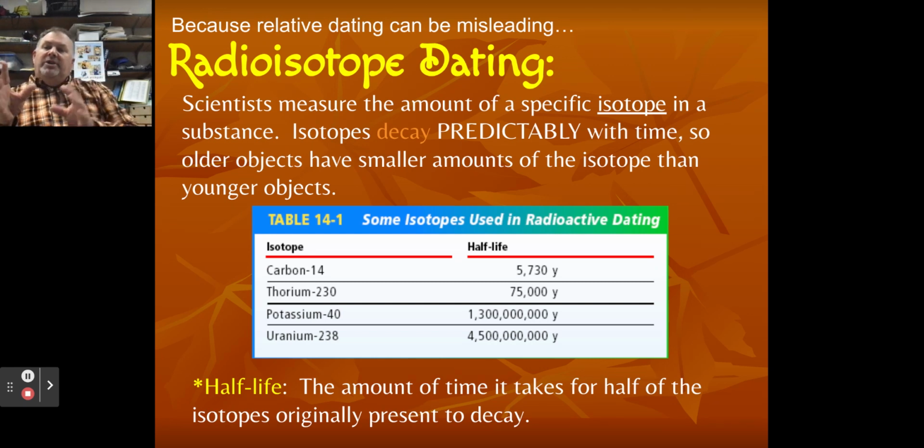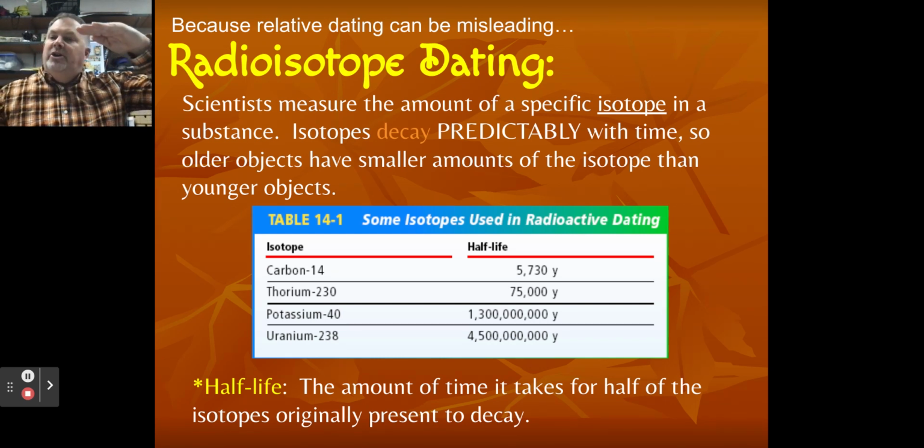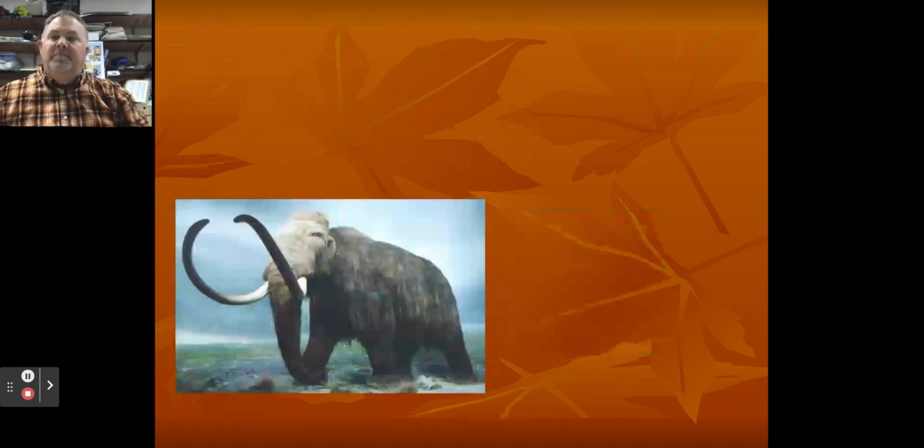Now, again, to summarize that, a half life is the amount of time it takes for half of the isotope, carbon 14, that was originally present to decay. So if you start off with 100%, how long until you get to 50% of that radioactive isotope? In the case of carbon 14, it's 5,730 years.